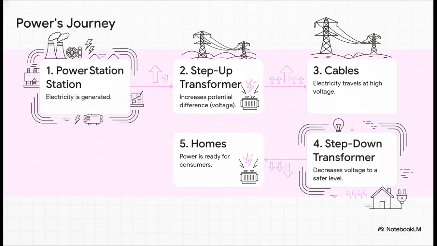First, the electricity is generated. Then, its voltage gets stepped way up for the long trip. It travels through all those cables you see on pylons. And then, right before it gets to you, its voltage is stepped down to a safe level. And the real heroes of this whole story are the transformers.